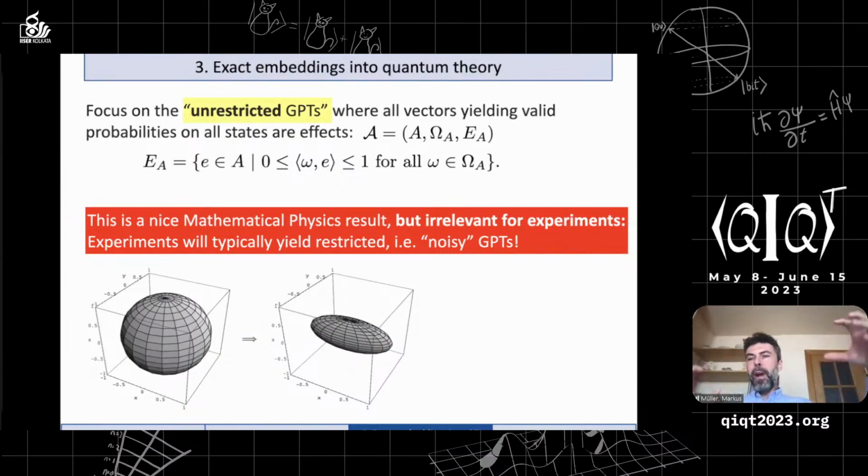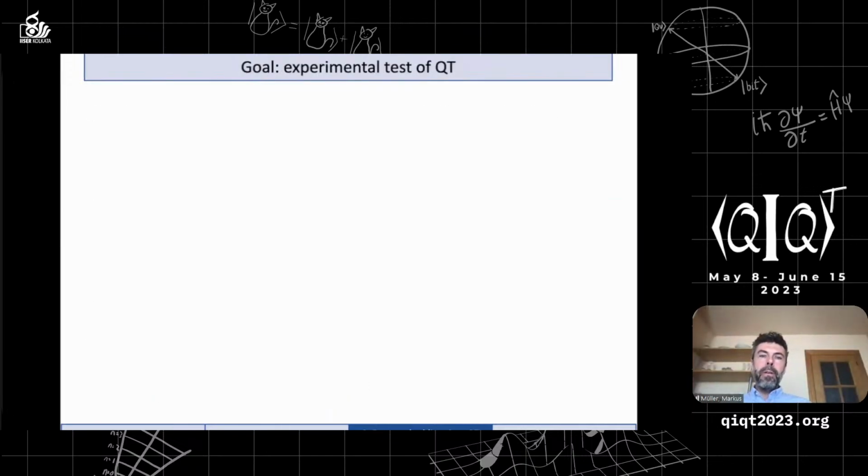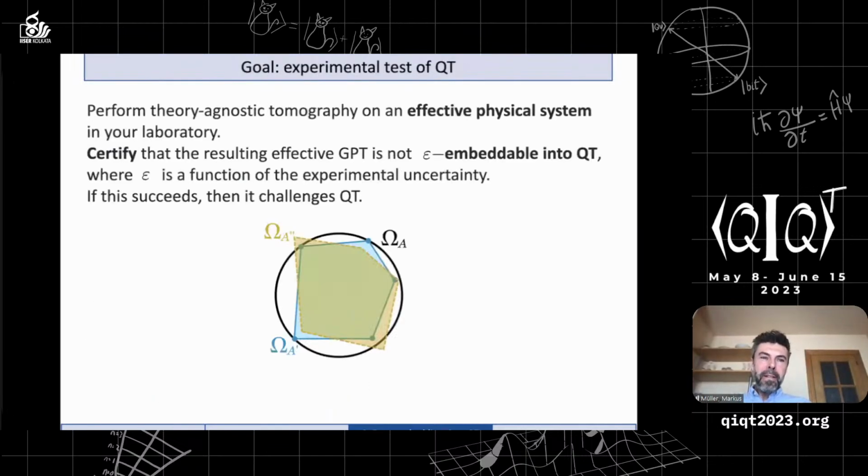Your setup is something like an effective channel that shrinks your state space. You cannot have all pure states and all pure effects, but something smaller. Right? So then if you have a goal of experimentally testing quantum theory, then we need to say something about restricted theories. So we perform theory agnostic tomography on an effective physics system in the lab. And what we want to do is certify that the theory that we find is not epsilon embeddable into quantum theory, where epsilon describes the experimental uncertainty. And if it succeeds, then this would challenge quantum theory.